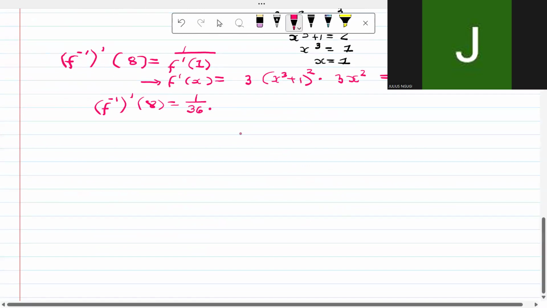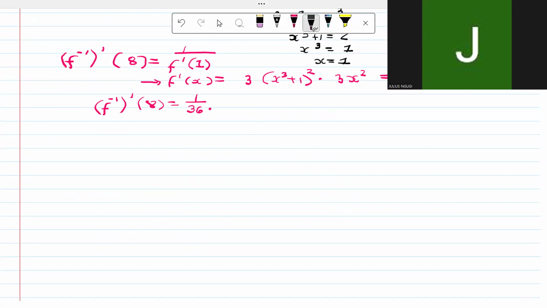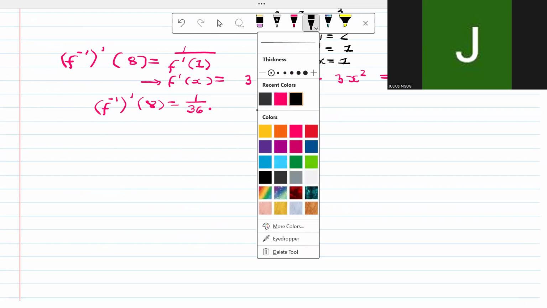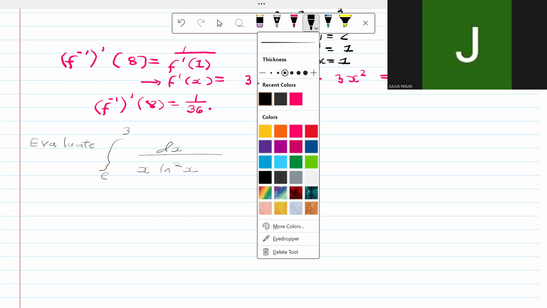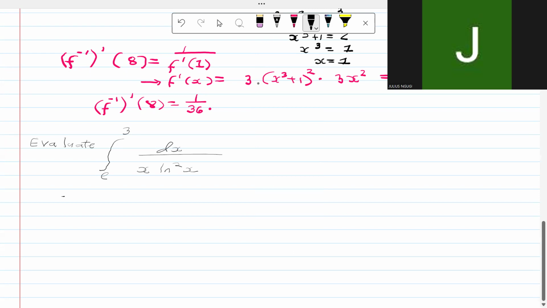in our recitation, and it's about the integral. So we evaluate this integral from lower limit e to 3 of dx over x times natural log squared of x. So upon checking, we'll use the technique of u substitution.